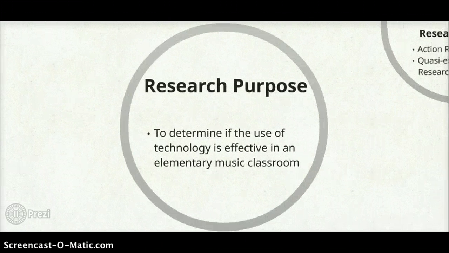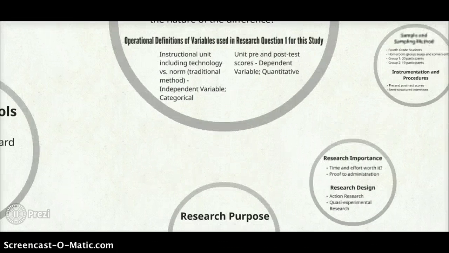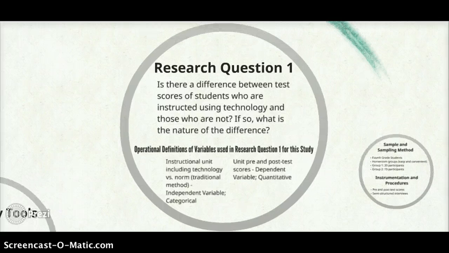The purpose of my research is to determine if the use of technology is effective in my elementary music classroom. To determine this, I had 2 research questions. First, I needed to determine if there is a difference between test scores of students who are instructed using technology and those who are not.